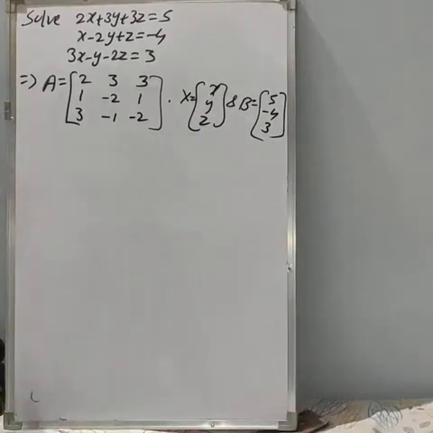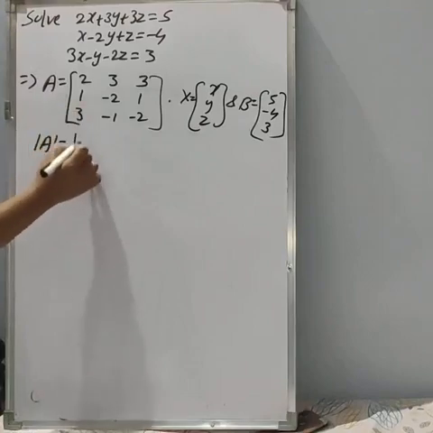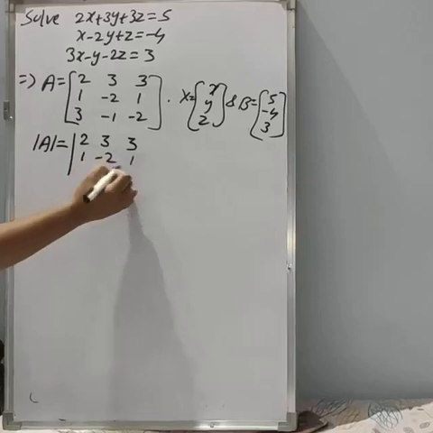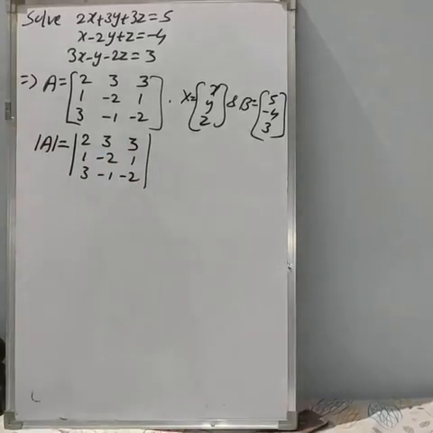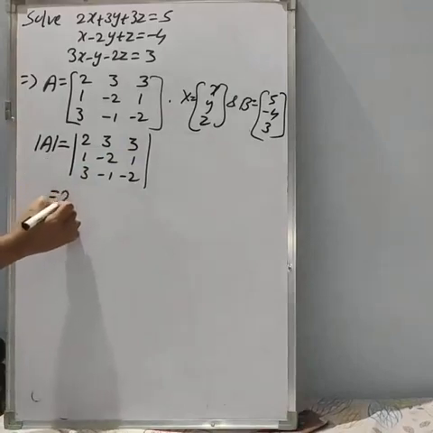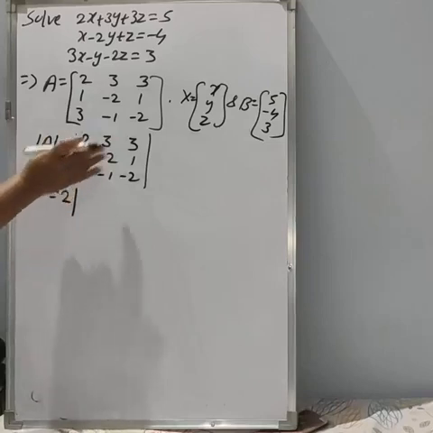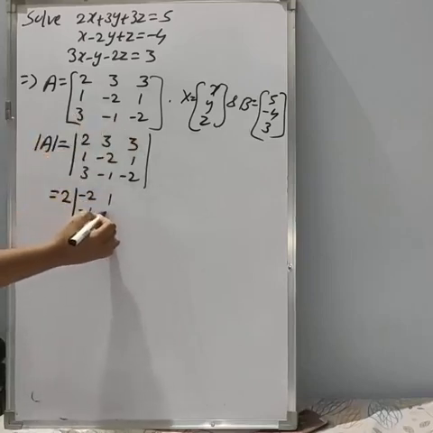So our next step is to find the determinant of it. Okay, so how will you find it? Make this in the form of a determinant. 2, 3, 3. 1, minus 2, 1. 3, minus 1, minus 2. This is the determinant. Okay, so how will you find the value? This is equal to 2 into. 2 is present in the first row, first column, so neglect the first row and first column. We remain with minus 2, 1, minus 1, minus 2.